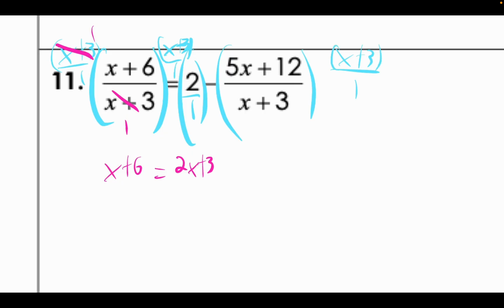Then in the furthest right fraction, I'm going to go ahead and distribute this negative here to the inside of that parenthesis there, the numerator. X plus 3's reduce, and I'm left with negative 5x minus 12. If I did not take care of that negative like I did a moment ago to distribute it, it's very possible someone walks away from this thinking that's a positive 12.